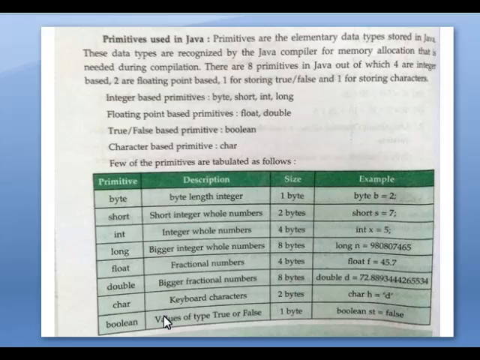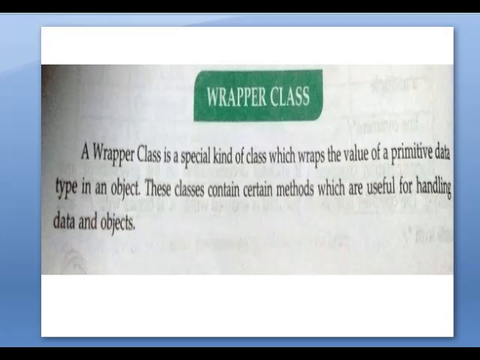The next one is wrapper class. A wrapper class is a special kind of class which wraps the value of a primitive data type into an object. These classes contain certain methods which are useful for handling data and objects. So now we are going to see some wrapper classes.